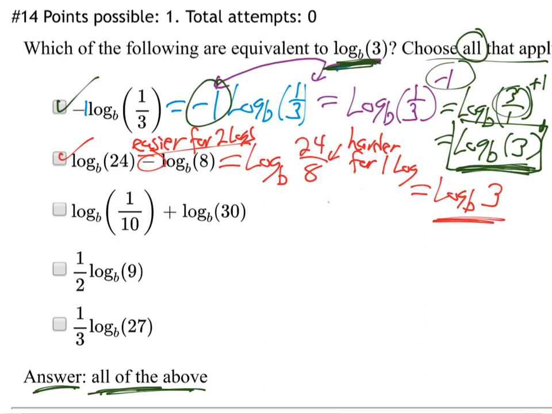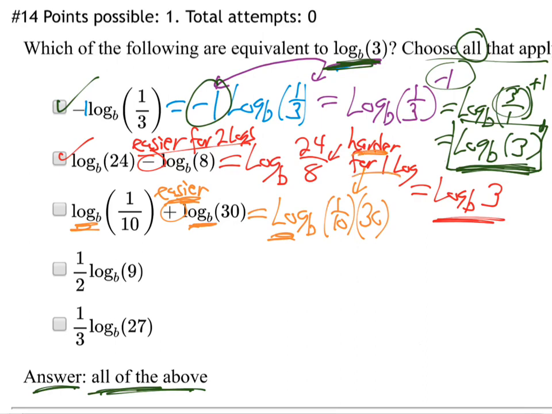Let's try the next one. We're adding. Again, that's an easier operation for 2 logs. That's going to become harder, 1/10 times 30. Harder for 1 log. Just 1 log now, not 2. See, over here there were 2. Easier operation, adding, for 2. Harder for 1 log, multiplying. So what's 1/10 times 30 for 1 log there?